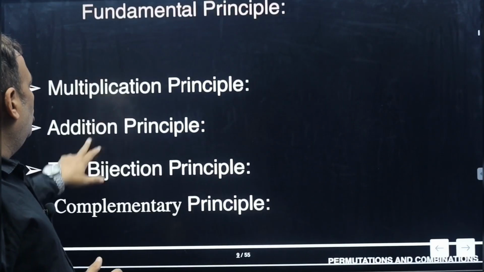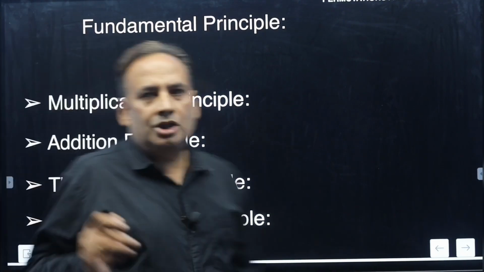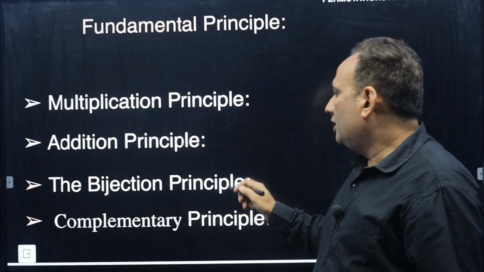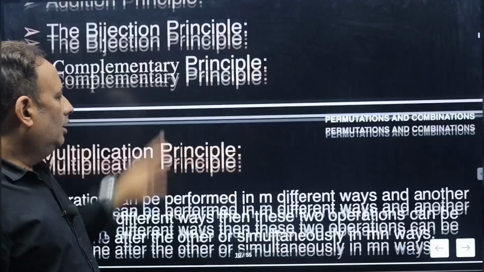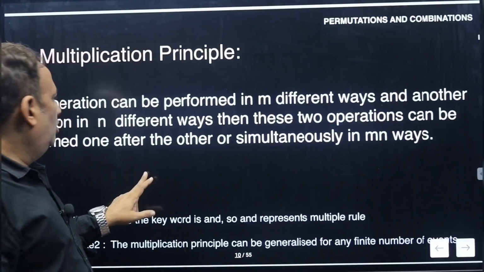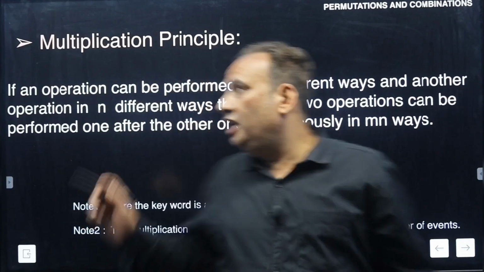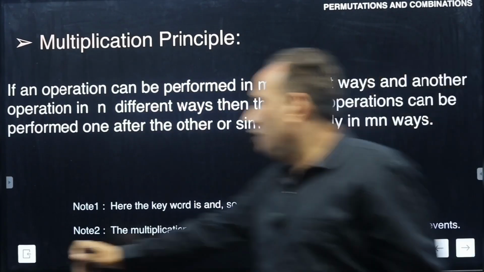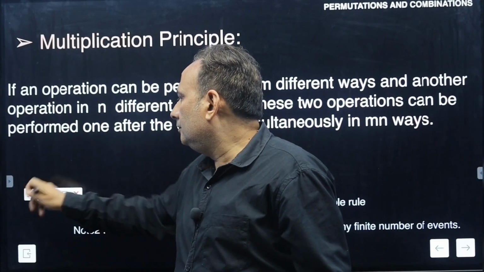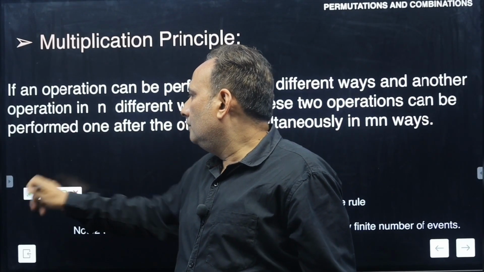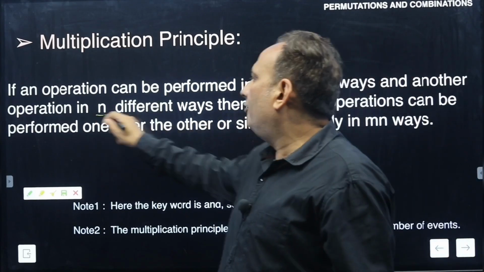So first, we go for the multiplication rule. See, all four rules are there: multiplication rule, addition rule, bijection principle, and complementary principle. So here we can say multiplication rule. What is the multiplication rule? If an operation can be performed in m different ways, and another operation can be performed in n different ways.